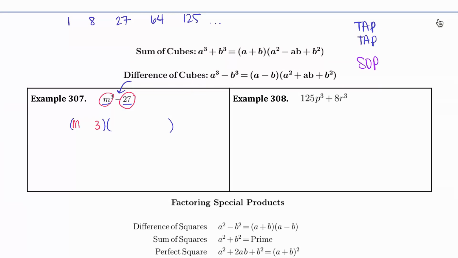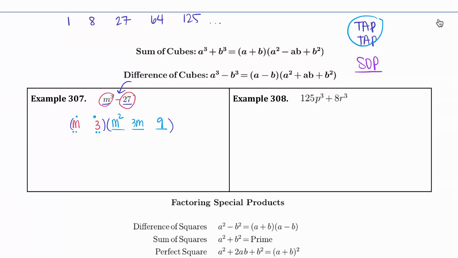All right, so to fill in our trinomial, I'm not going to put any signs. I'm not going to put any pluses or minuses right now. Okay, so this is where this tap tap comes in. To fill in, we have 3 terms here. 1, 2, 3. I'm going to go tap tap. M times M is M squared. For the second one, I'm going to go tap tap. M times 3 is 3M. For the last one, I'm going to go tap tap. 3 times 3 is 9. Okay, so that's where this little tap tap comes in.